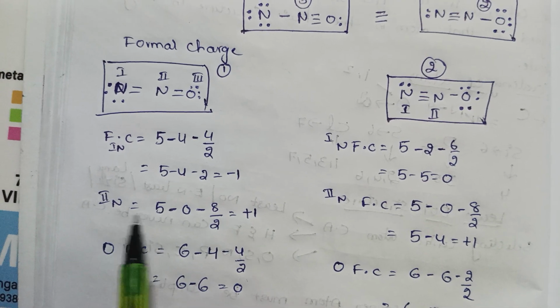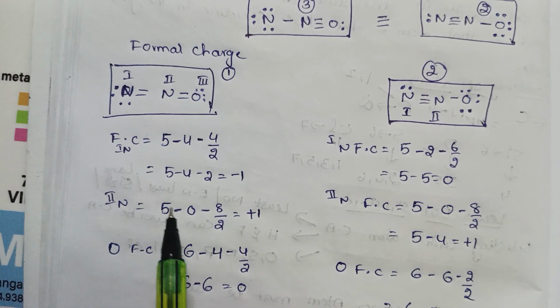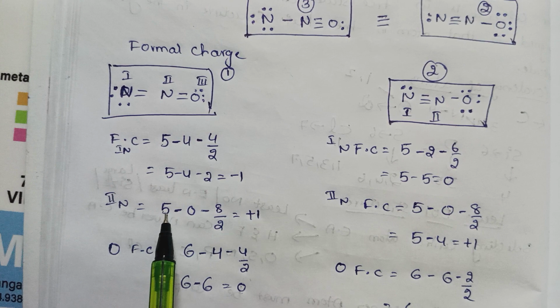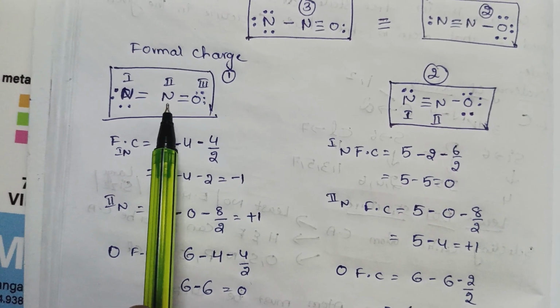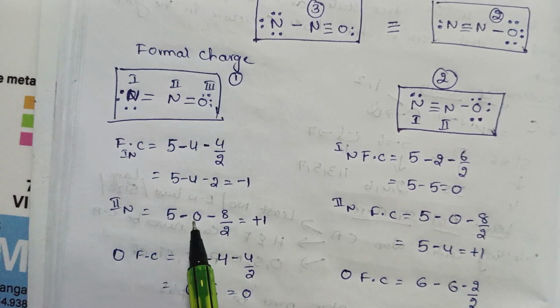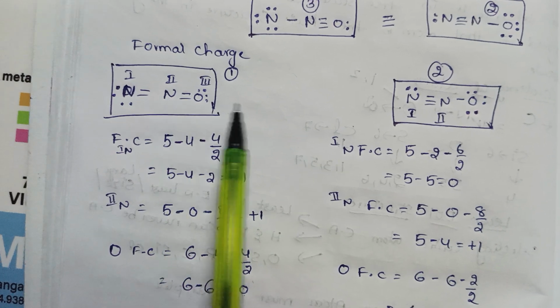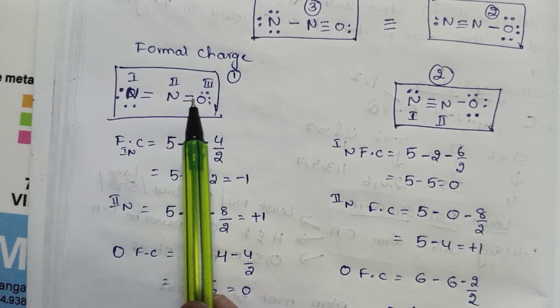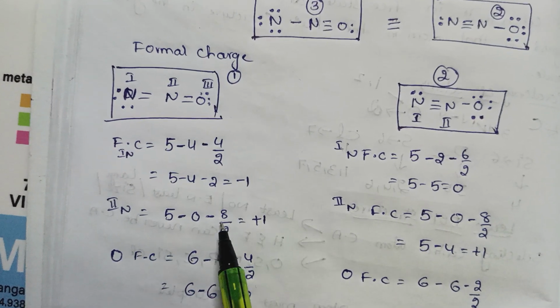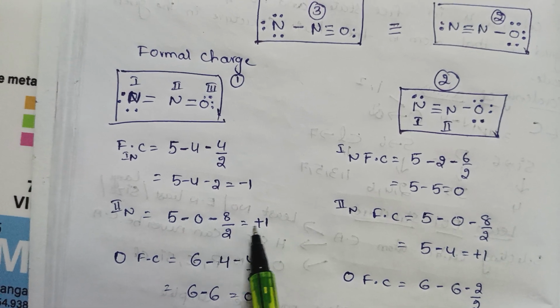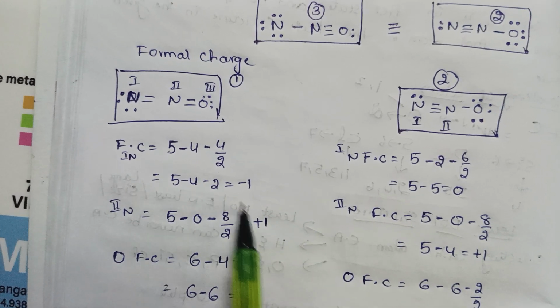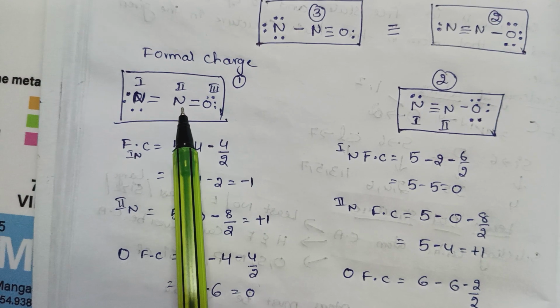If we calculate the formal charge for the second nitrogen, how many valence electrons? 5. How many lone pair electrons? No lone pair electrons, 0. Minus how many bond pair electrons? 1, 2, 3, 4, 5, 6, 7, 8. Say 8. 8 by 2 is 4. We get plus 1. Plus 1 charge for the second atom of nitrogen.